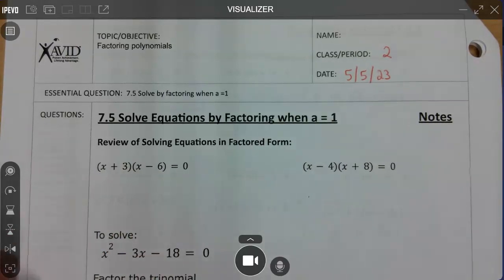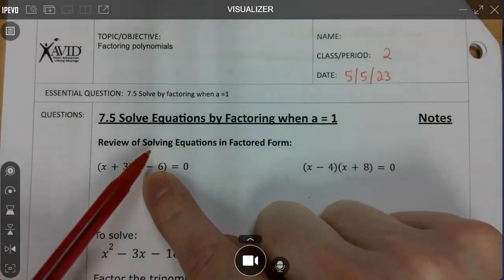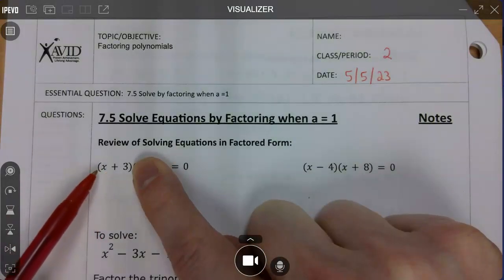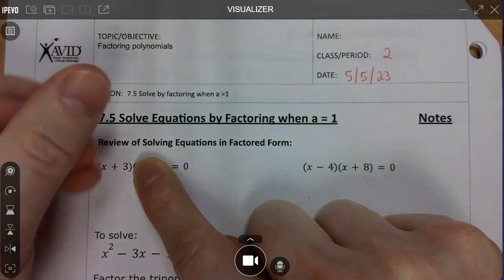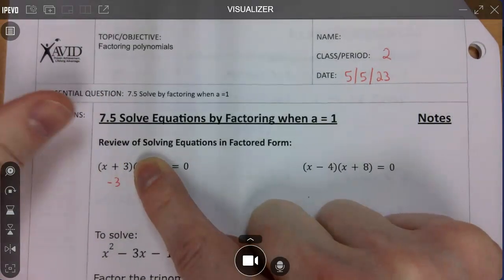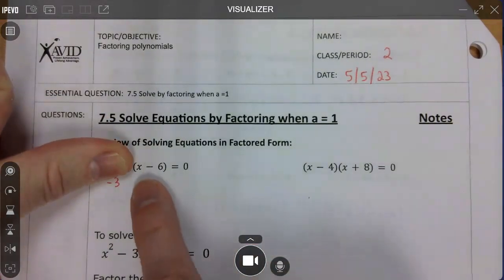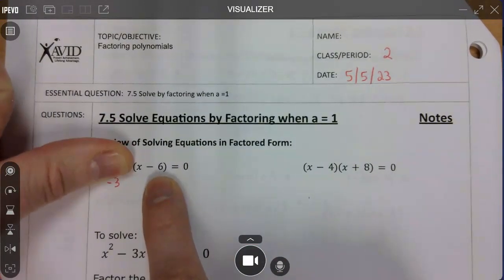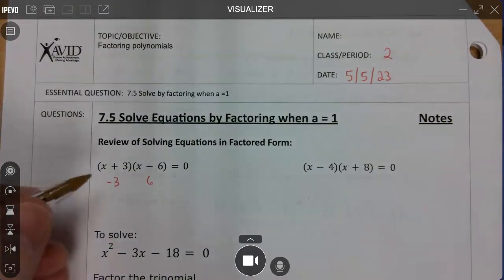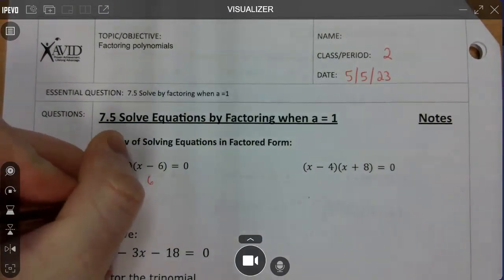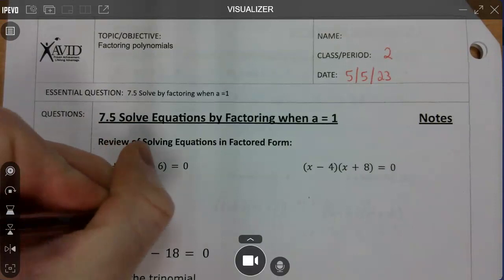So if you remember, if you cover up the second factor and just look at the first one, what does the value of x need to be so that when I add 3 to it, it equals 0? Well, that would be -3. And then when I look at this one, what number minus 6 gives us a value of 0? And that would be 6. So my answers to an equation like this would be x is -3 and +6.